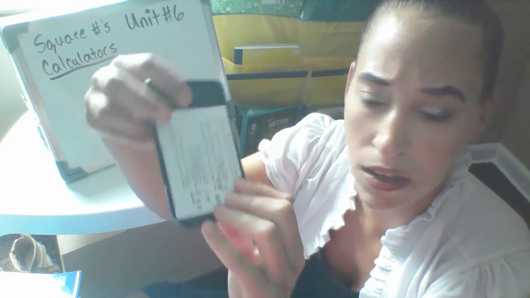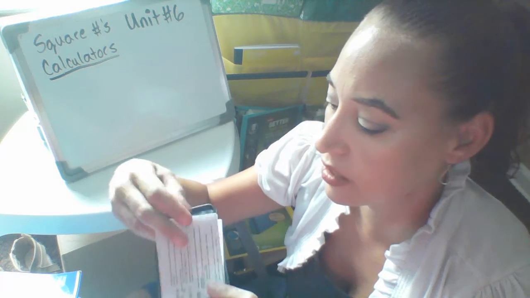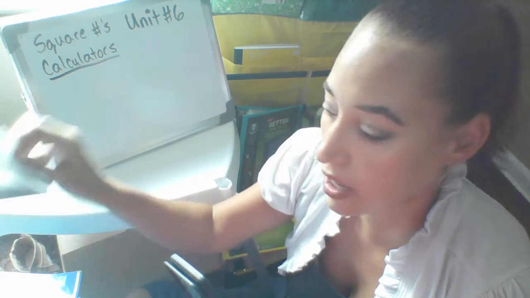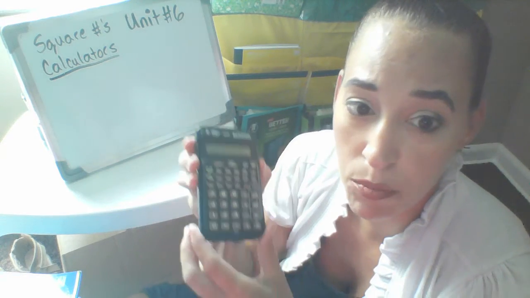This is us talking about the manual. Every calculator comes with a book, and the book teaches you how to utilize your calculator. So you would have a book, but this is what your calculator should look like, with the different functions on it. The lesson we are learning right now just asks you to find the square numbers.